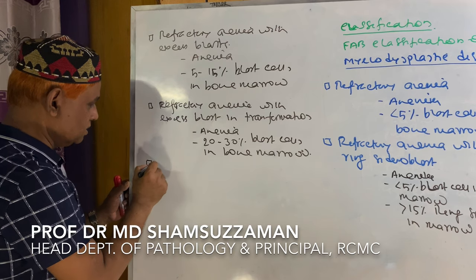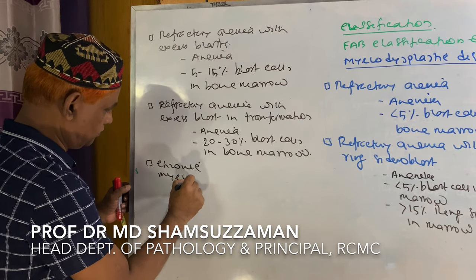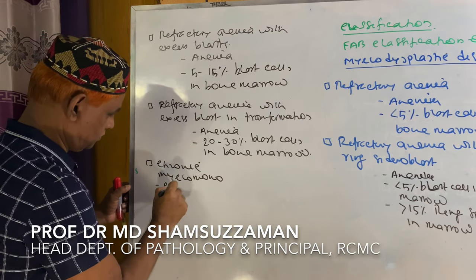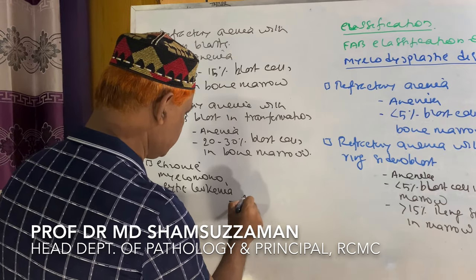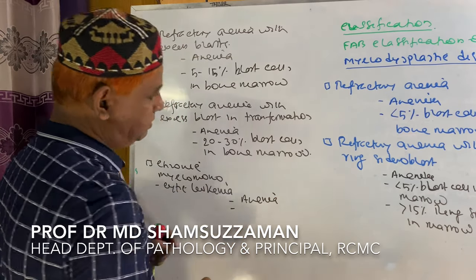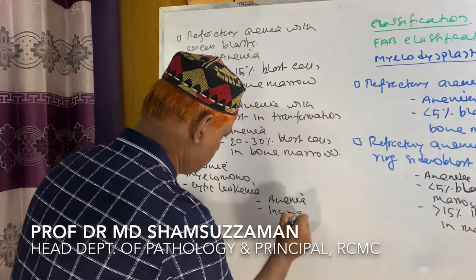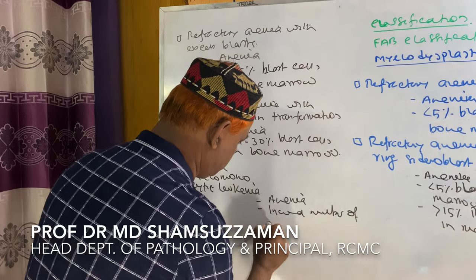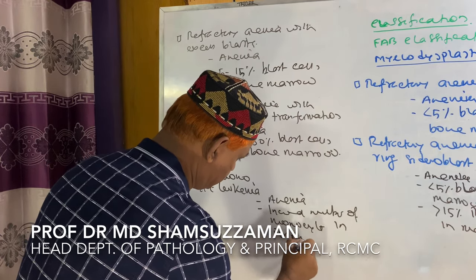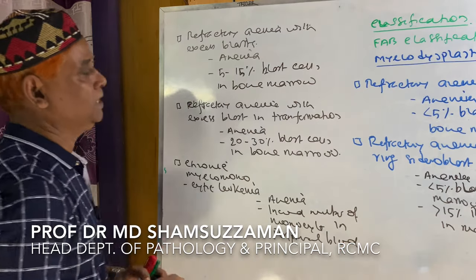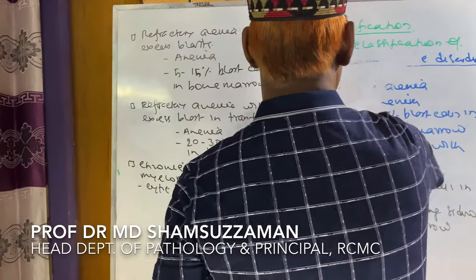And the last one is chronic myelomonocytic leukemia. The patient suffers from anemia here, and in the peripheral blood there is an increased number of monocytes. So this is the FAB classification of myelodysplastic disorder.